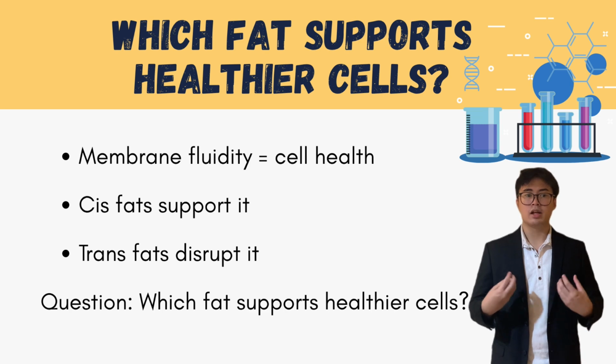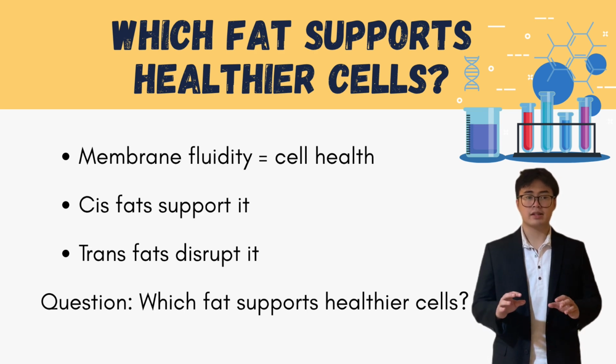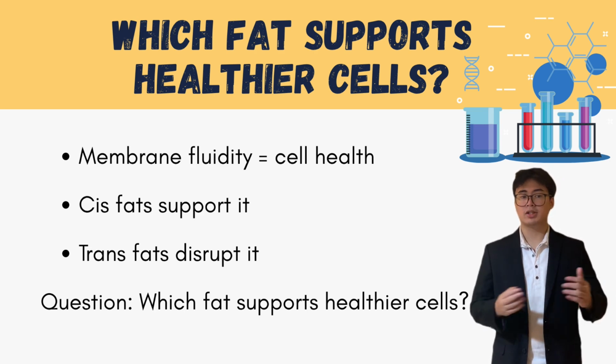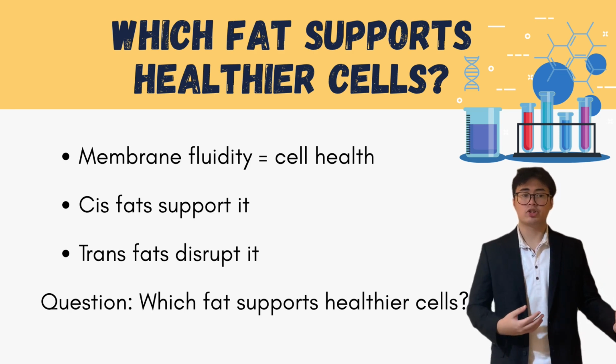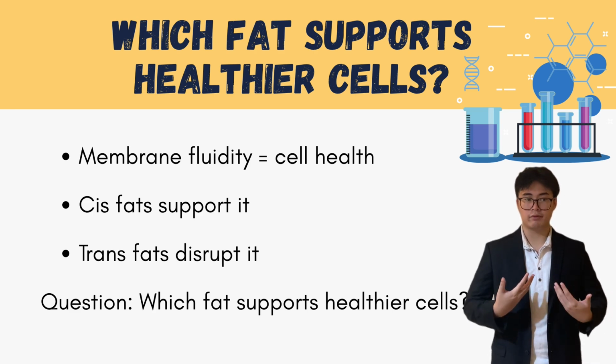So, to summarize, membrane fluidity is essential for proper cell function. Cis fats support this by creating a flexible membrane environment, while trans fats do the opposite. They make membranes stiff and less functional. This shows how even small molecular differences can have a big impact on how well our cells behave.